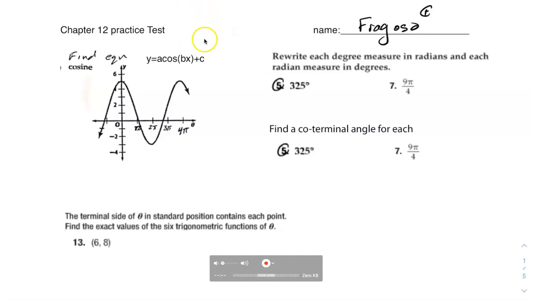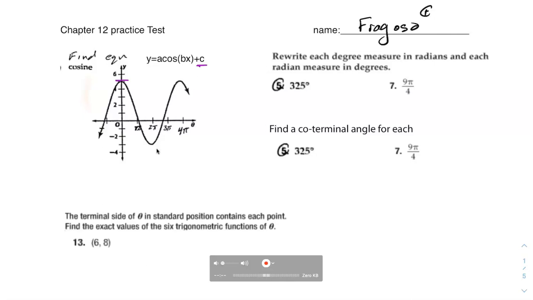So let's do this ch12 practice test. First problem, we want to find the equation of this. I already told you it's cosine, but when we do these, I always like to find out what c is first. You have to figure out what the middle is. The easiest way to do that is you take the max plus the min and divide by 2. That's how I find the middle of anything.